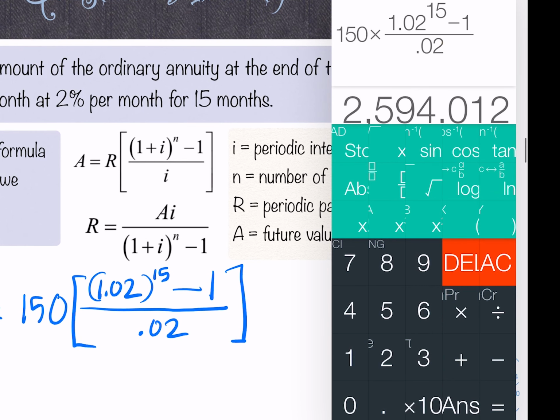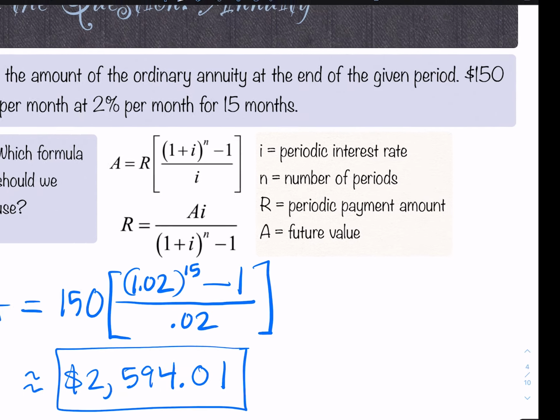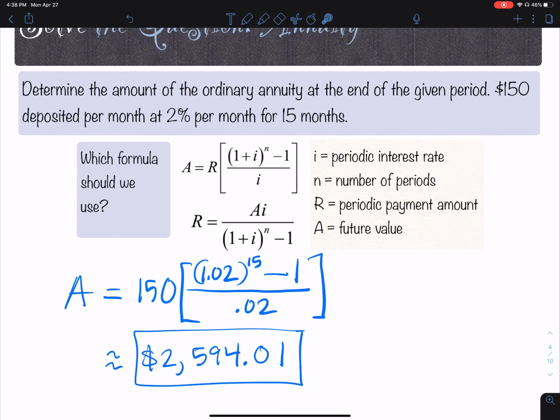And there we have it, approximately 2,594.01. So that would be the future value of our annuity if we deposit $150 for 15 months at 2%. All right, I hope that helps.